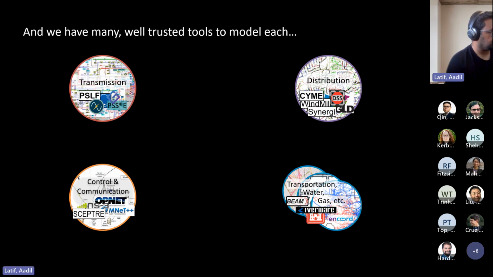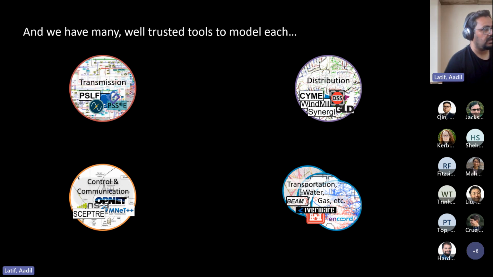Similarly, when you look at controls and communication, you've got a lot of different tools that exist that allow you to actually simulate a communication network. Tools like OMNeT++, OPNET, and NS-3. And then for the transmission system, you've got additional tools like Beam, like Encord, that allow you to simulate, say, the natural gas system or the transportation system.